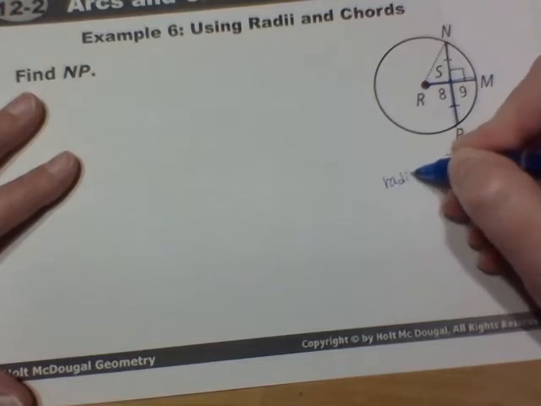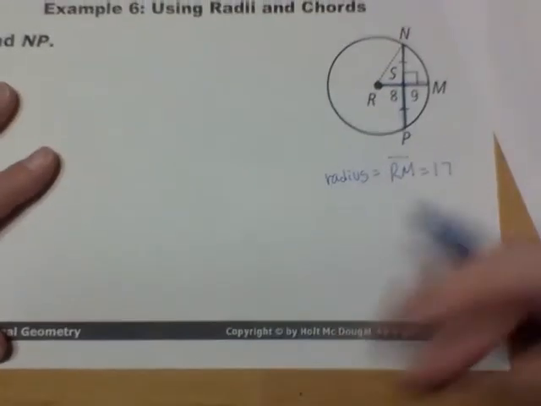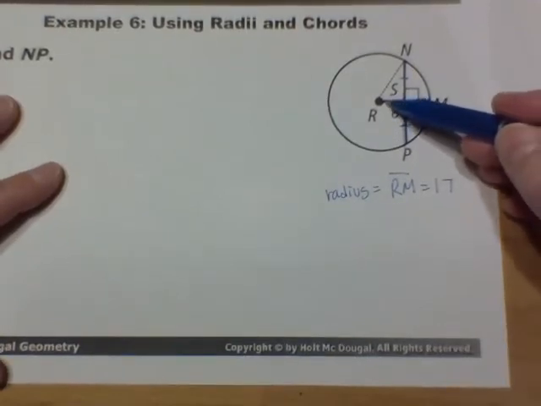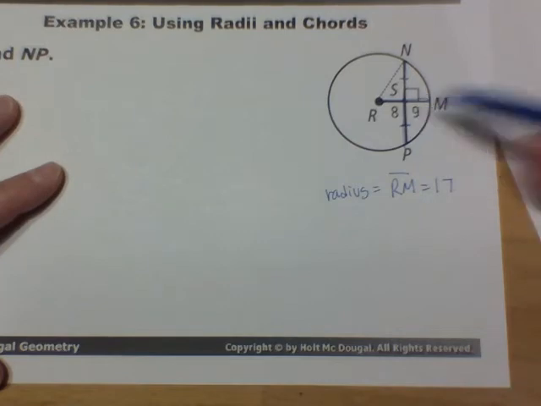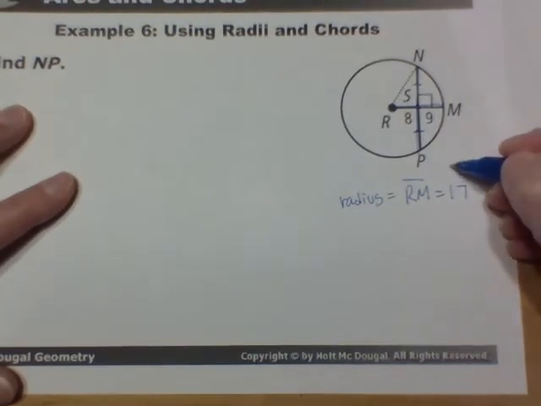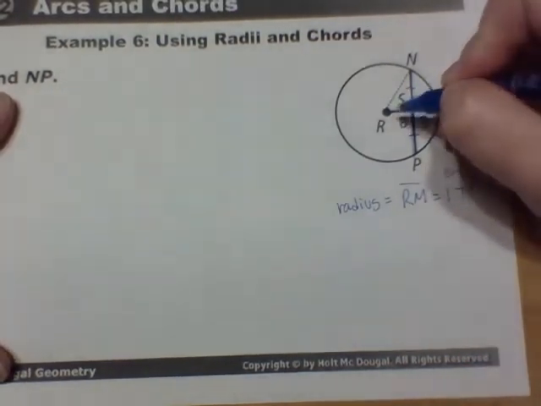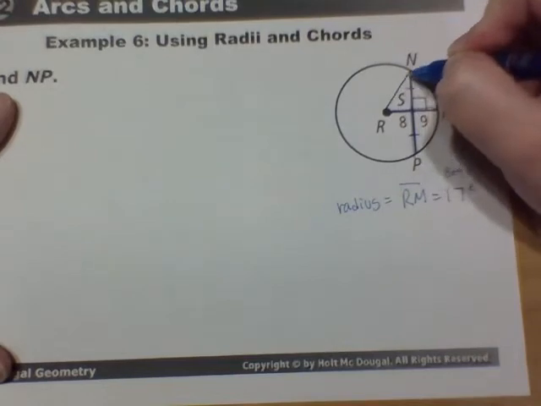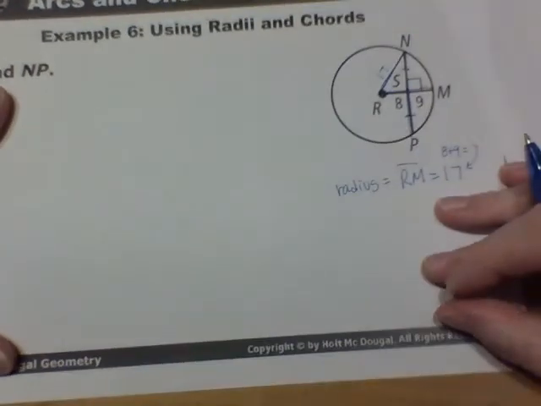radius, and it's 17. How do we know that the radius is 17? Because it's saying that this piece here, R to S and S to M, are 8 and 9, so 17. All right, so that means that this length, notice that they drew this radius for us, is also 17.